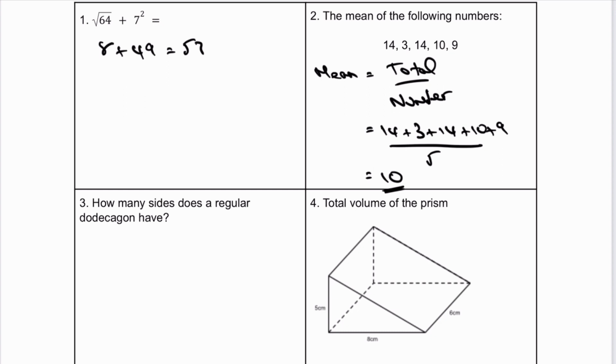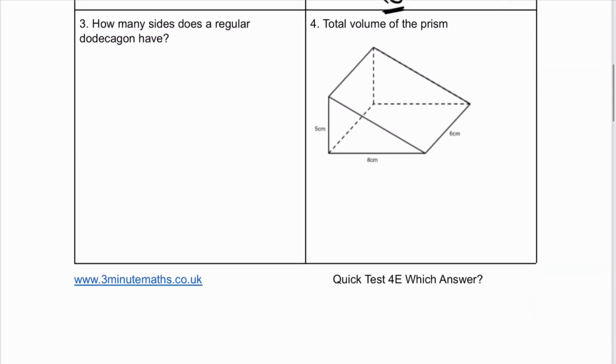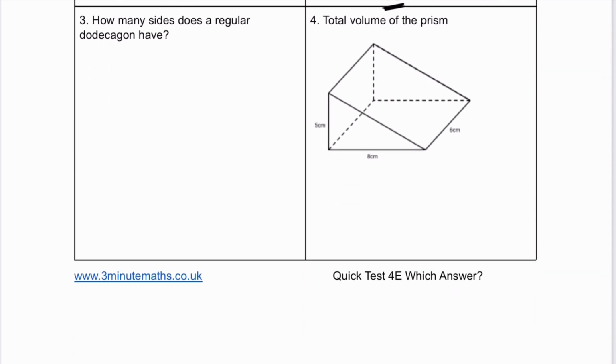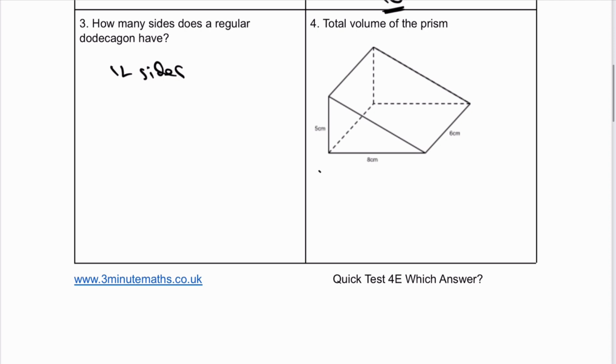So let's move on then to question number 3 and 4. How many sides of a regular dodecagon? Well, a regular dodecagon actually has 12 sides. A decagon has 10 and a dodecagon has 12. Find the total volume of the prism. Okay, well, volume equals area times depth.